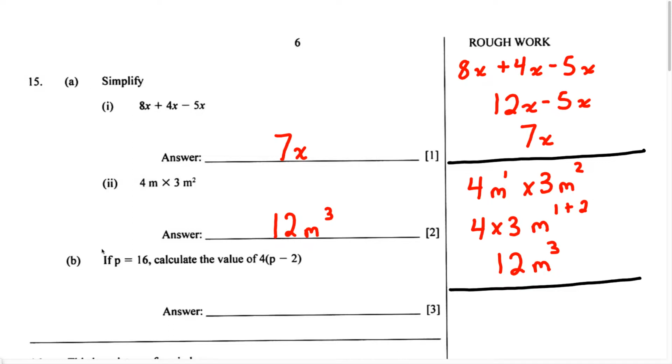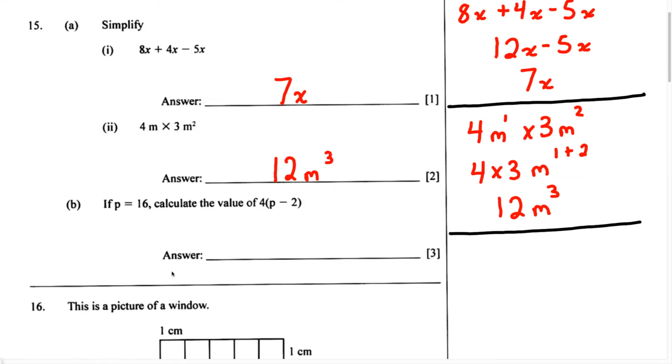Now let's do part B. Part B says, if p equals 16, calculate the value of 4, open bracket, p minus 2. Now the only thing we're going to do is anywhere we see p, we're just going to substitute in 16. Let's write the equation. We have 4, p minus 2. We know p equals 16. We're just going to substitute that value in. We can say 4, open bracket, 16 minus 2.